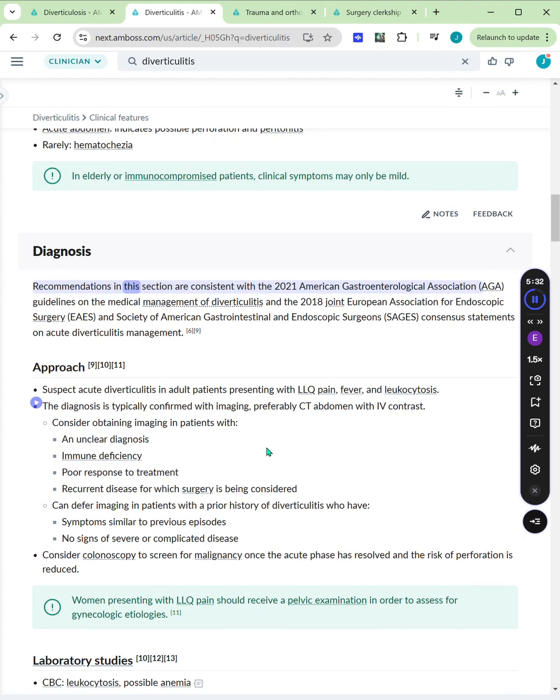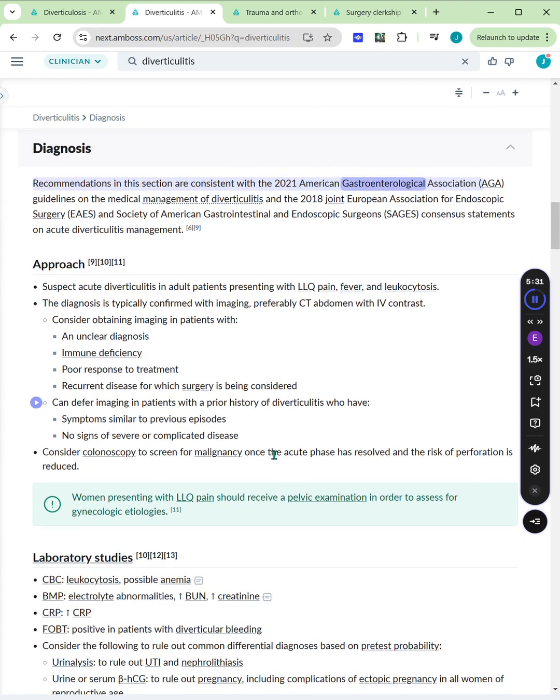Recommendations in this section are consistent with the 2021 American Gastroenterological Association (AGA) guidelines on the medical management of diverticulitis, and the 2018 Joint European Association for Endoscopic Surgery (EAES) and Society of American Gastrointestinal and Endoscopic Surgeons (SAGES) consensus statements on acute diverticulitis management.